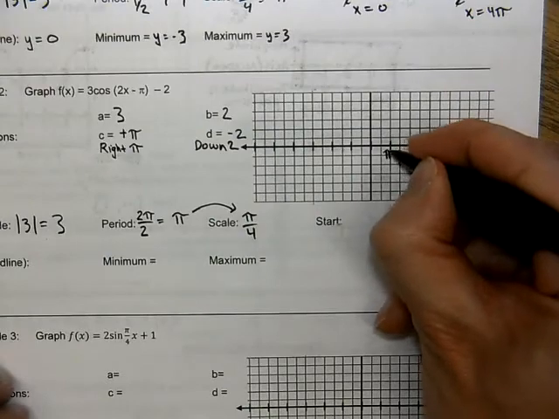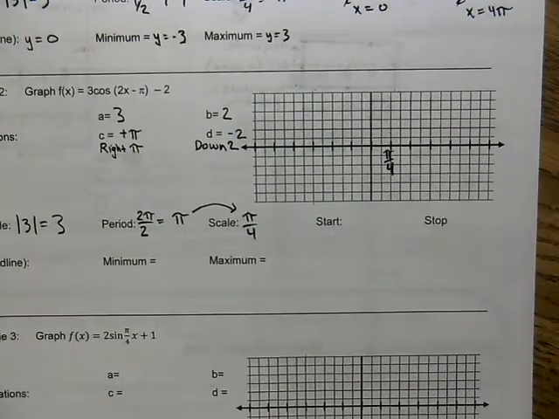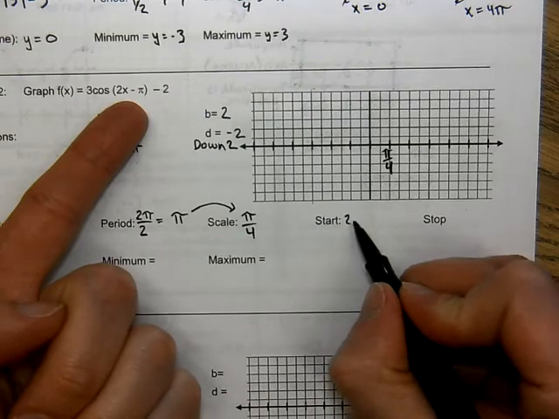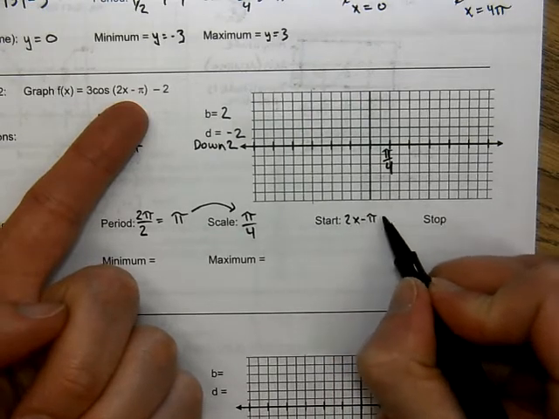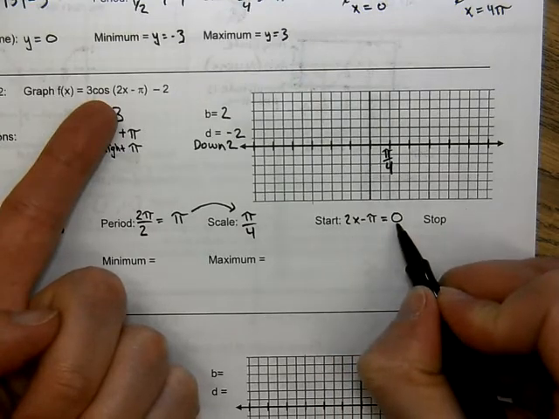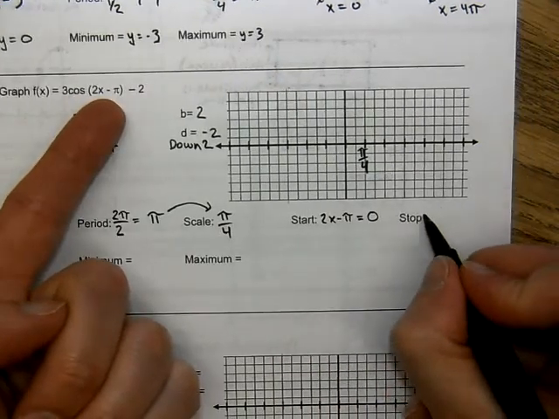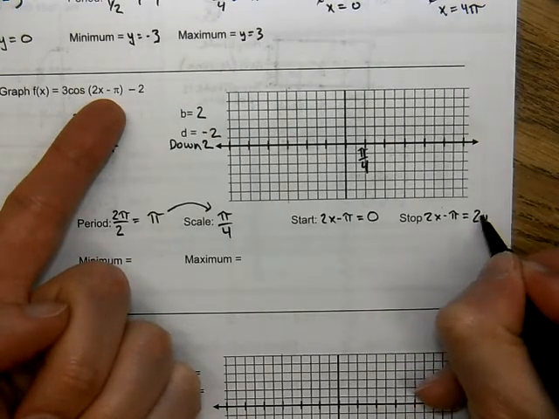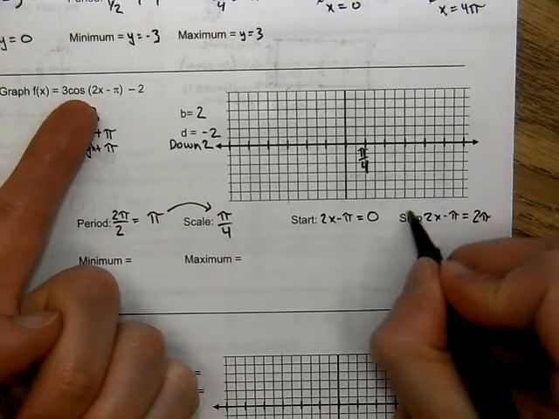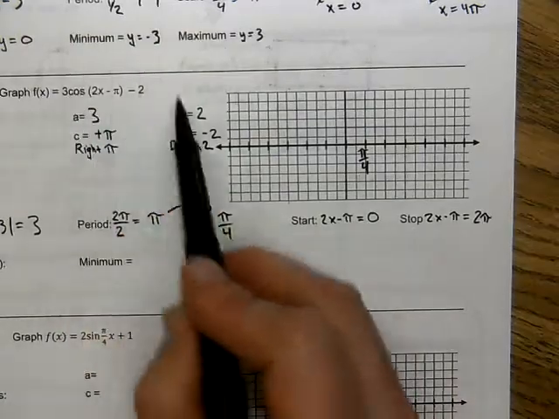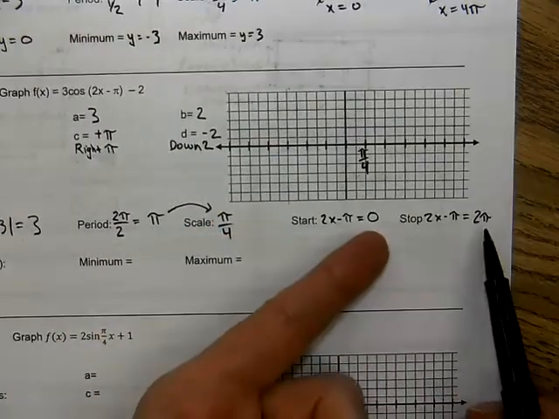So on my tick marks, I'll be counting in terms of 1/4 pi, and I'll fill that in a little later on. For the start and the stop values, we take everything in the parentheses, 2x minus pi, and we set this equal to 0 because our cosine graph normally starts at 0. For the stop, we take everything in parentheses, the 2x minus pi, and we set this equal to 2 pi because our cosine graph normally stops at 2 pi. But because we're manipulating the placement of it, we might not be starting and stopping at the same places.